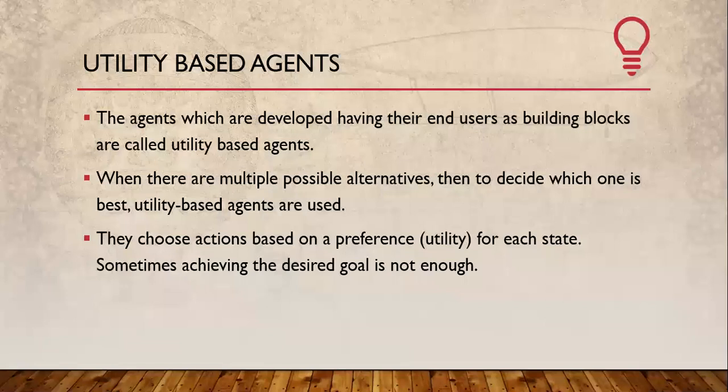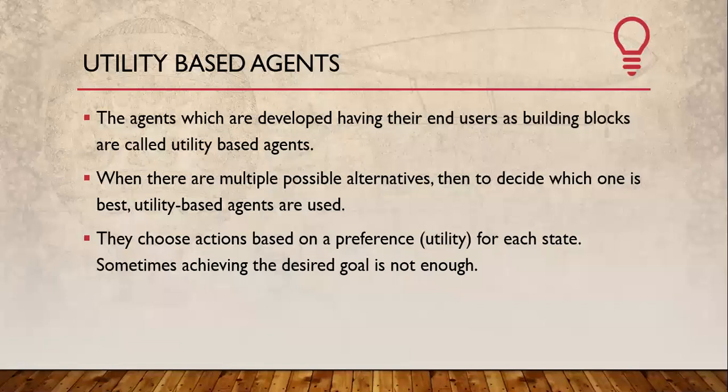Let's read about it and understand what exactly it tries to tell us. These agents, which are developed having their end users as building blocks, are called utility based agents. The users who are actually going to use this agent will define how these agents are going to grow. When there are multiple possible alternatives, utility based agents are used to decide which one is best, not which one is nearer to the goal. They choose actions based on a preference for each state.